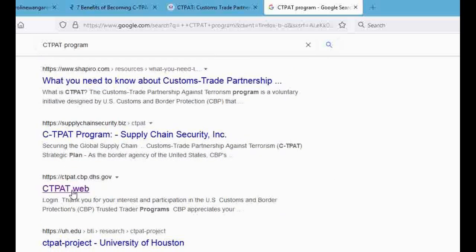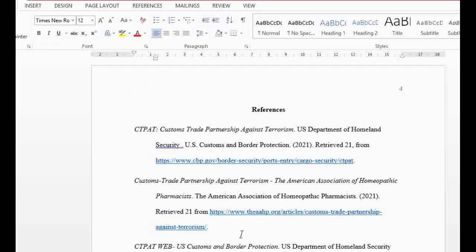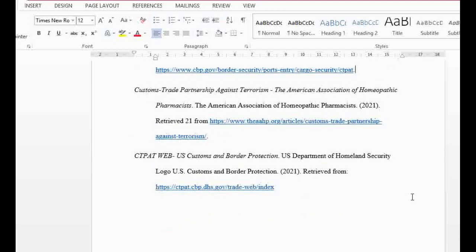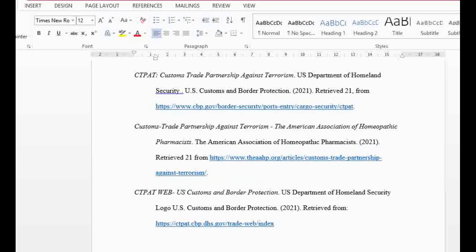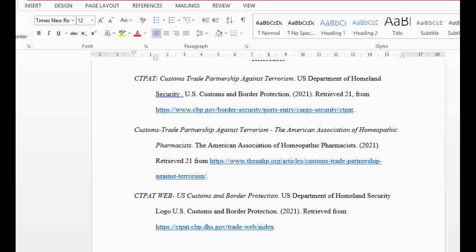Another one is right here, ctpatweb.government, and I think this is my second reference. So we can see my second reference is right here, .government. What I did is I copied that link into Cite This For Me, and it gave me this kind of reference. If you want to know how to acquire it, there's a whole video on that, showing you the kind of links that are acceptable and the kind of websites that you can cite as a reference.